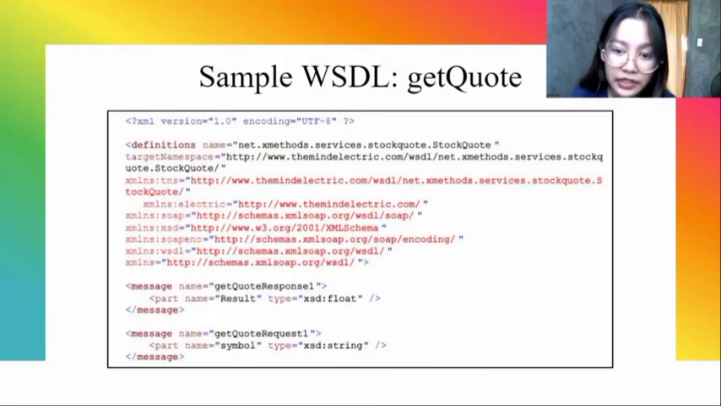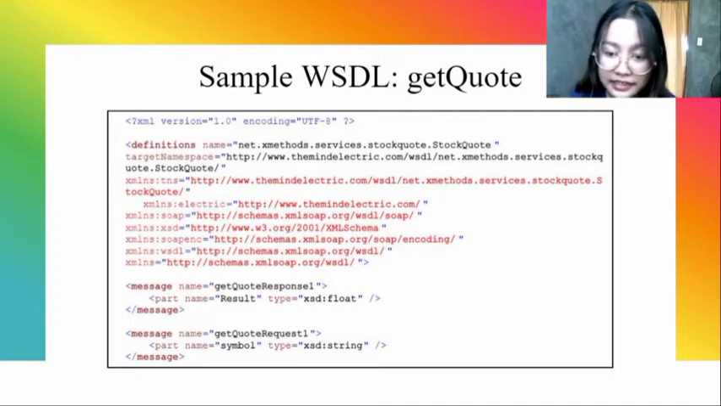So the definition, it has the name, target namespace. Target namespace is the logical namespace for information about the service. A WSDL document can import other WSDL documents, and setting target namespace to a unique value ensures that the namespaces do not clash. Kaya dapat po lahat ng gagamitin nating namespace ay must be unique.